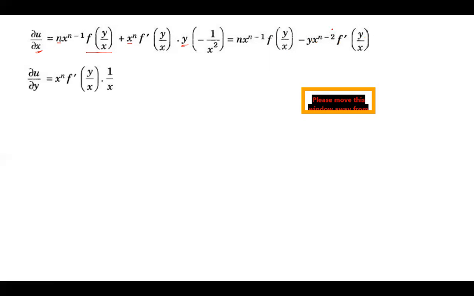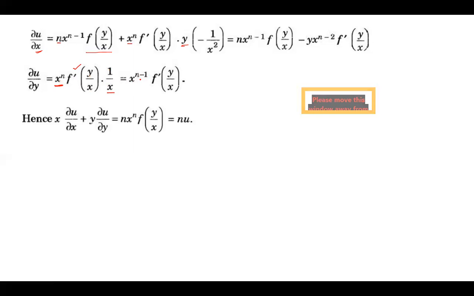Okay. Similarly, we can write dou u by dou y. We need to treat x as a constant here, so only the function f of y by x needs to be differentiated. X to the power n will remain as it is. The derivative of f of y by x is f dash of y by x times the derivative of y by x, which is 1 by x. So this is the final result we get. We are simplifying this x and this x to the power n, so we get x to the power n minus 1 f dash of y by x.